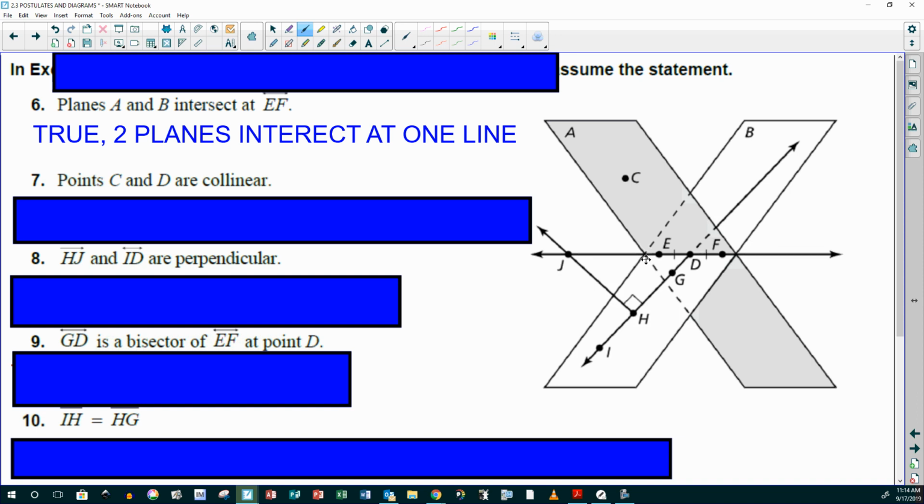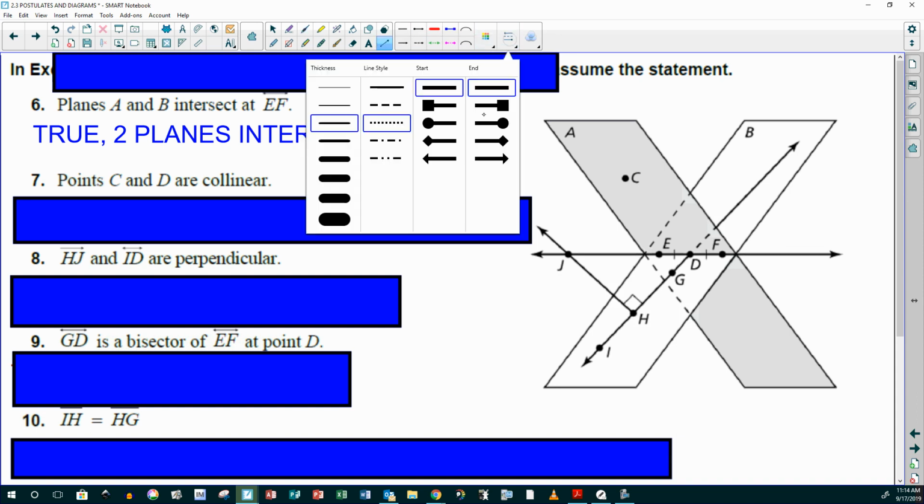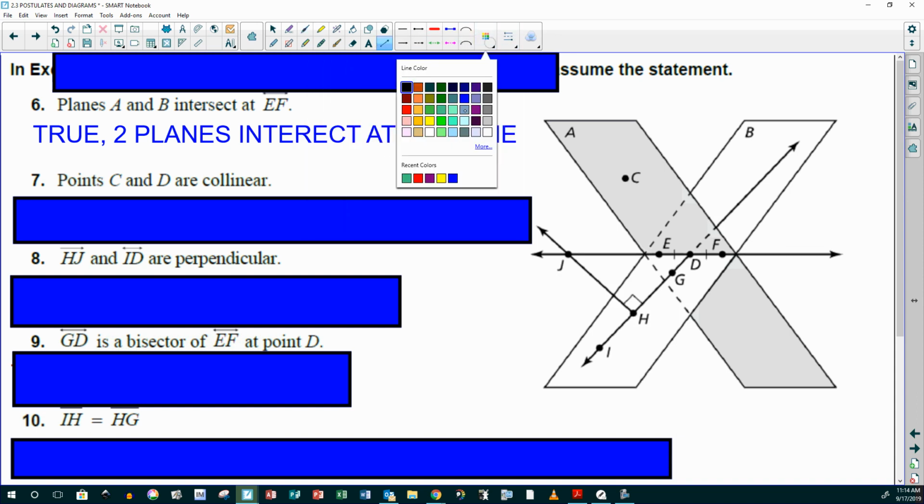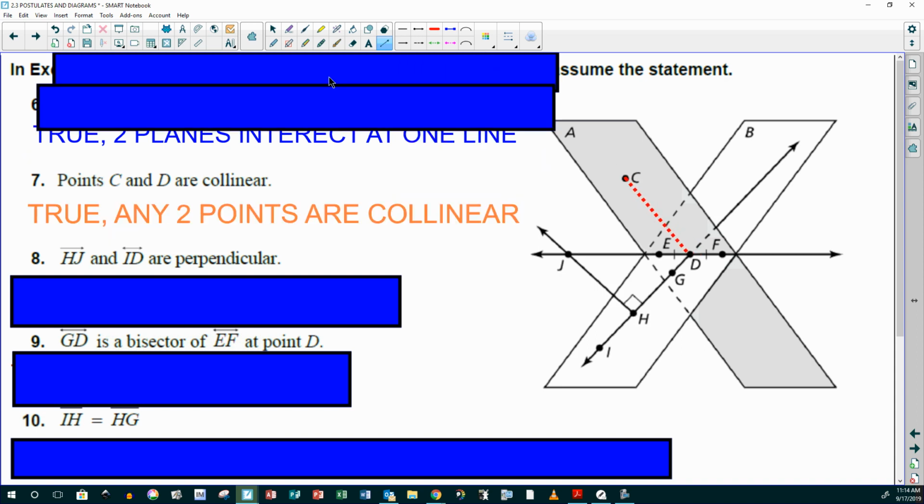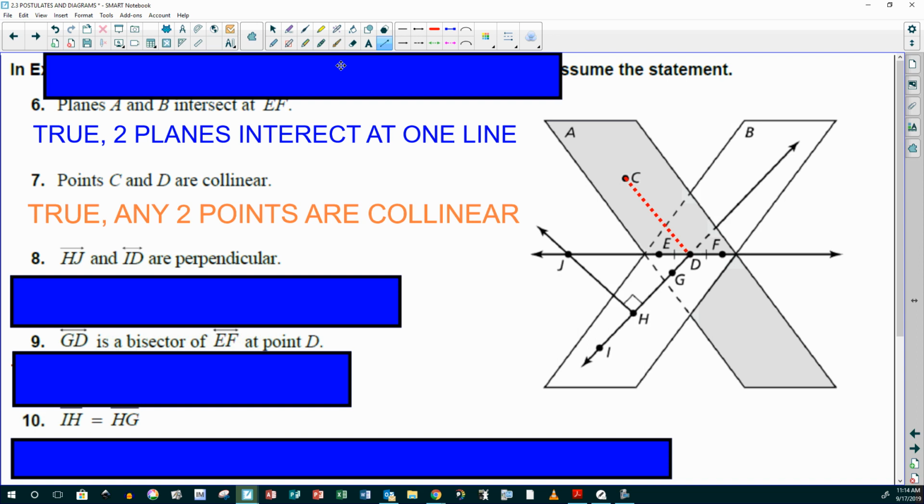Points C and D are collinear. Even though they're not connected, what do we know? Well, I know that any 2 points can make a line. So true. Any 2 points can make a line, and if any 2 points can make a line, then therefore they're collinear.